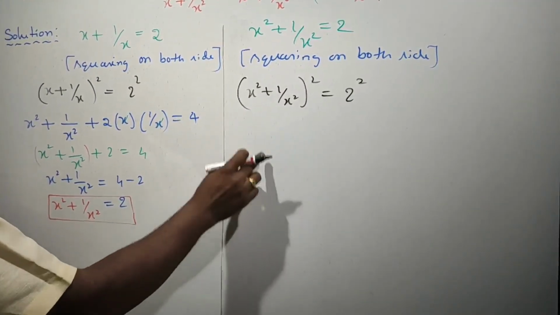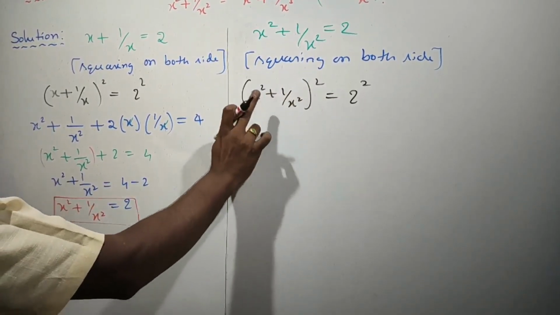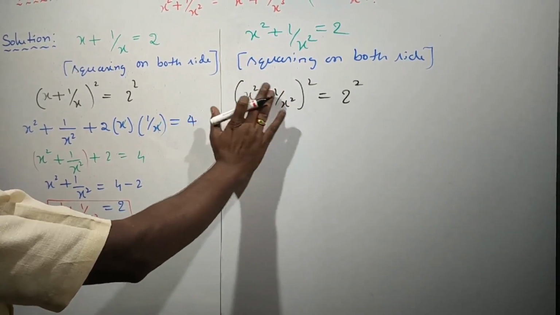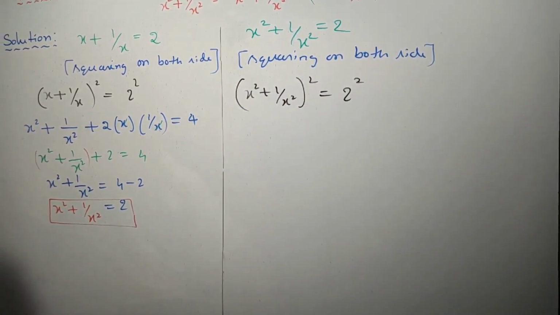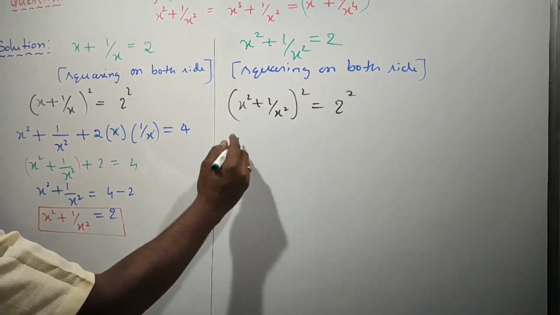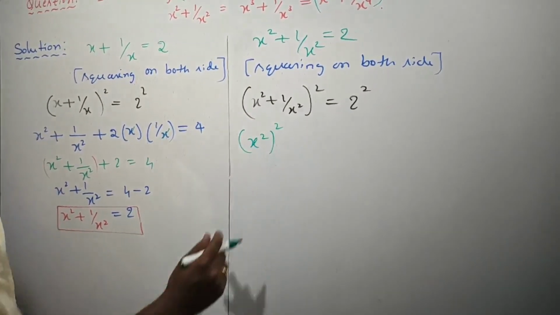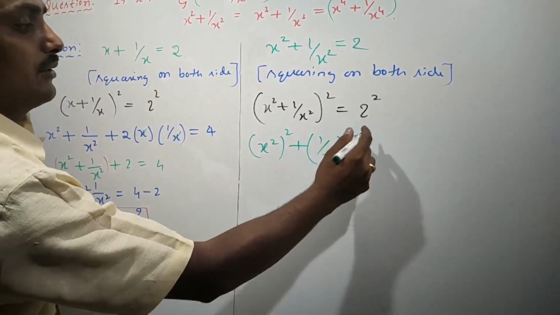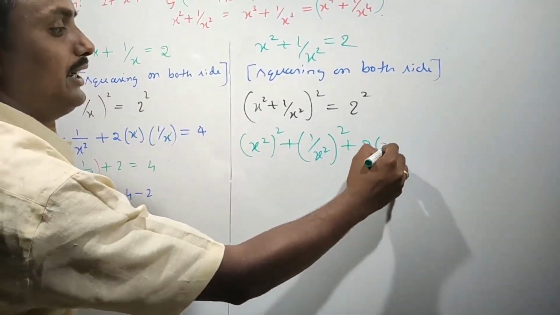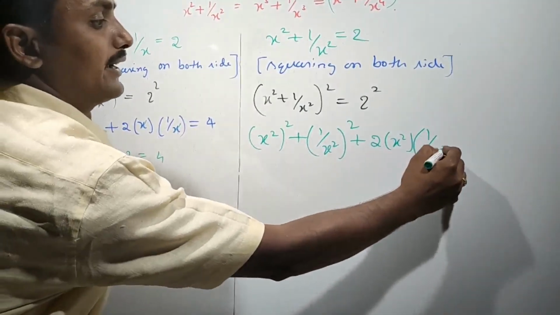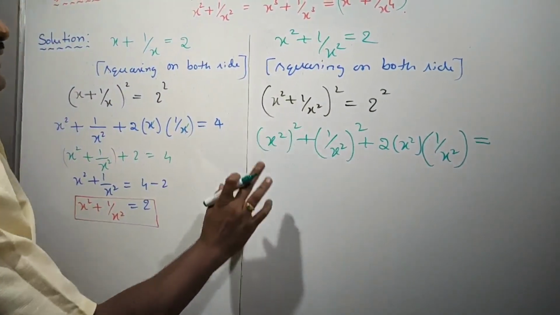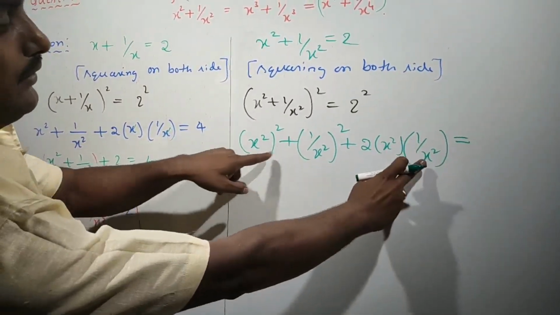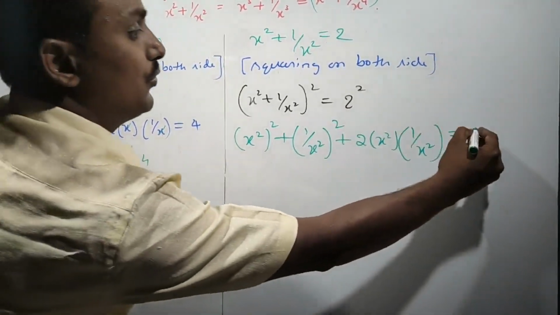Now this one I am expanding by using the identity a plus b whole square. Don't think this is x square, this is x square. Okay, consider this a, this b. A plus b whole square identity, you know, children, everyone knows that. A square plus b square plus 2ab will come. A value is x square, for this one we are doing square. A square plus b term 1 upon x square whole square, b square, plus 2 into a value x square, b value 1 upon x square is equal. Left-hand side expansion over: a square plus b square plus 2 into a value x square, b value 1 upon x square is equal to 2 square, which means 4 will come, children.